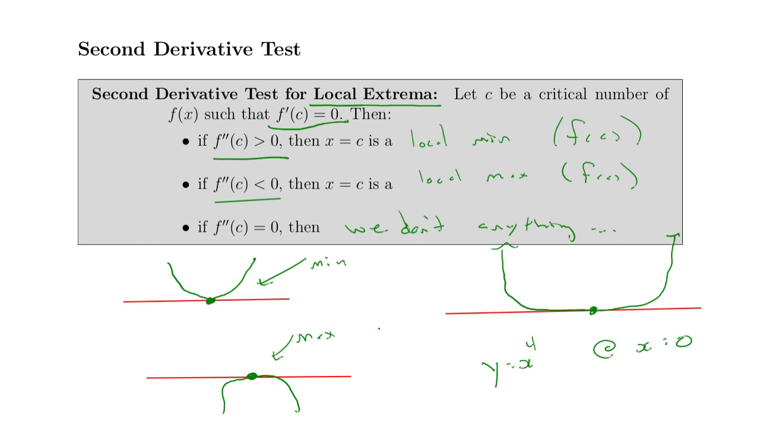So people will ask sometimes about this test, and they'll think, wait a second. If this test sometimes just doesn't tell us any information, then why would we ever use it? The first derivative test always works. The first derivative test will always tell us what we need to know. And so why wouldn't we do that?